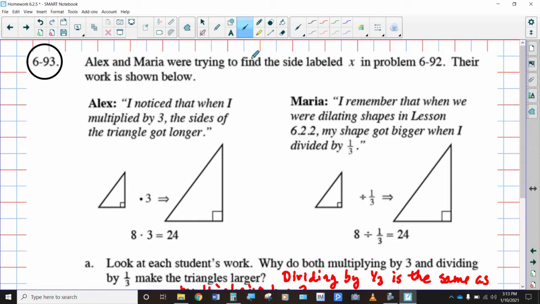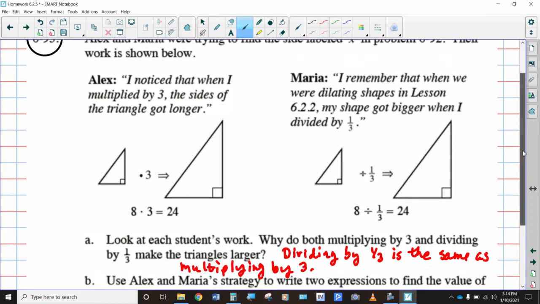Alex and Maria were trying to find the side labeled x in problem number 92. Their work is shown below. Alex says, I noticed that when I multiplied by 3, the sides of the triangle got bigger. Yes, that is the scale factor 3. And then Maria says, I remember that when we were dilating shapes in lesson 6.2.2, my shape got bigger when I divided by 1/3. Well, okay.